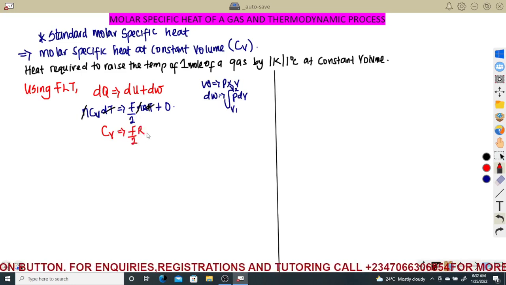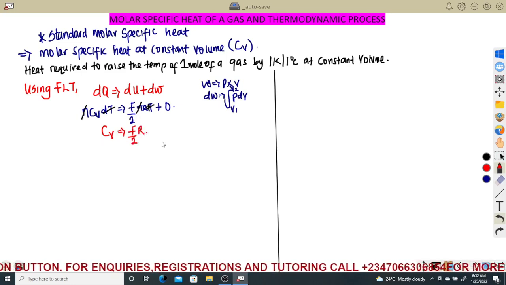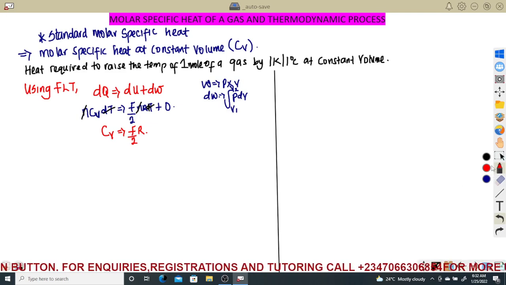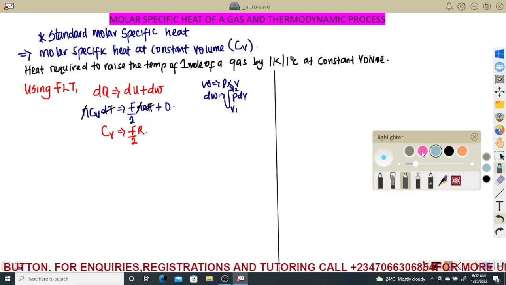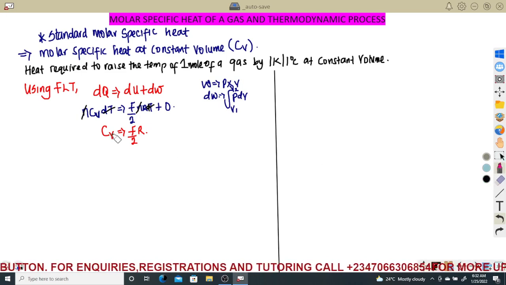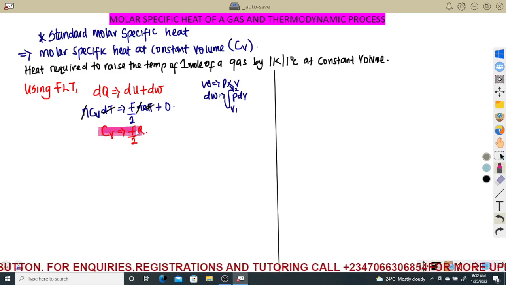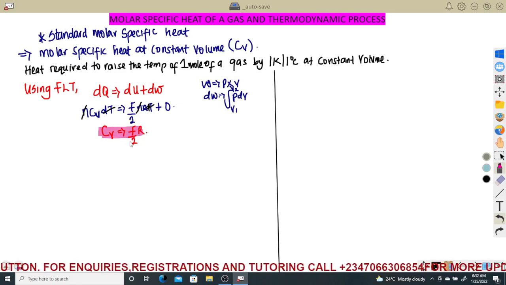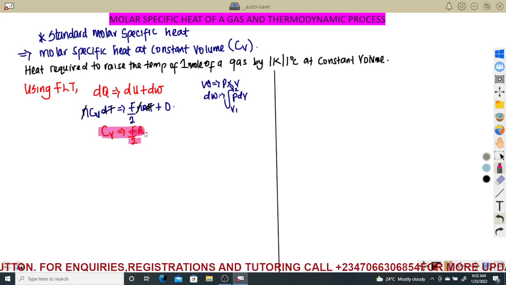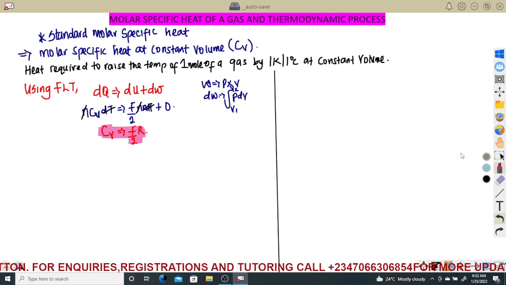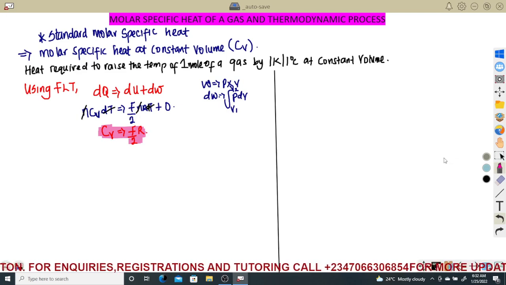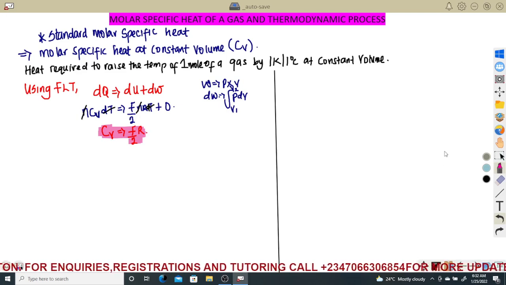So this is another important formula we always want students to keep at the back of their mind. Many times I use this in the classroom when I'm doing numerical questions, exam questions directly. Molar specific capacity at constant volume is equal to degree of freedom divided by 2 multiplied by R. I hope you know what R stands for.